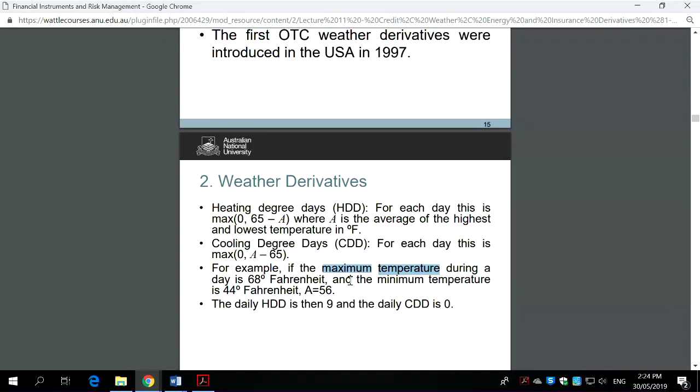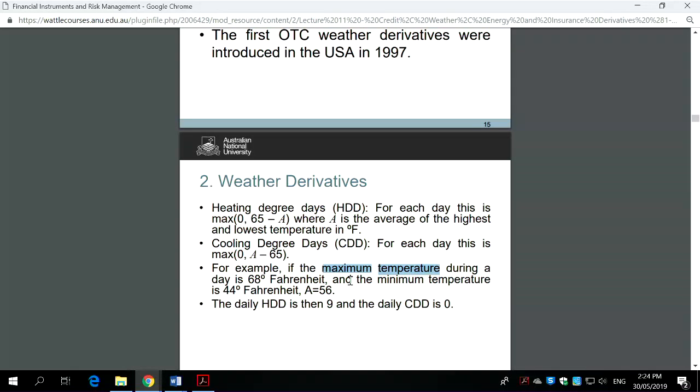So imagine the capital A is 50 Fahrenheit. So 50 Fahrenheit, which is equivalent of 10 degrees Celsius, is quite cold, right? So 65 minus 50, so that's 15. So that means when the temperature is really cold, people want to use their heater, and that would increase the demand on the electricity. So 15 Fahrenheit. And 15 Fahrenheit is then multiplied by a dollar multiplier. Imagine is 1,000. So as the energy retailer, you will be compensated $15,000 if that happens.